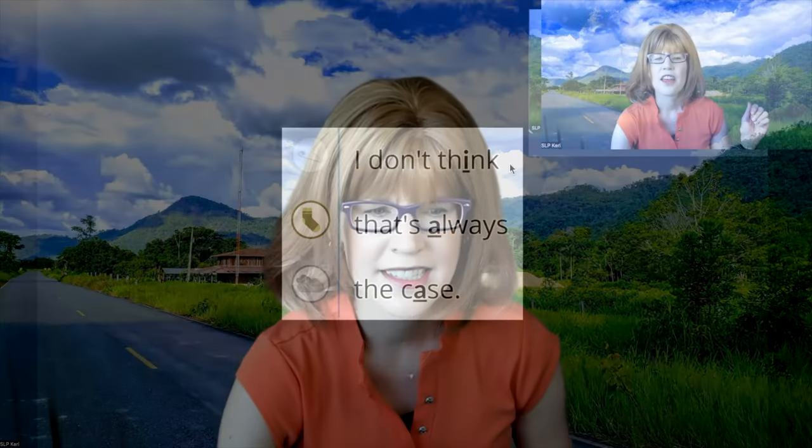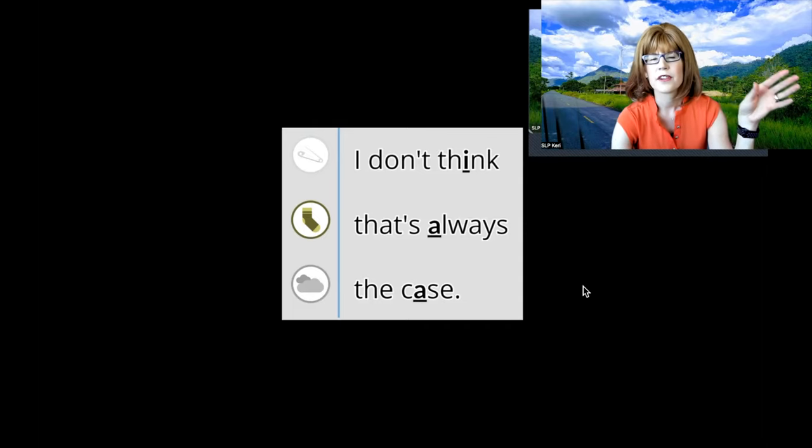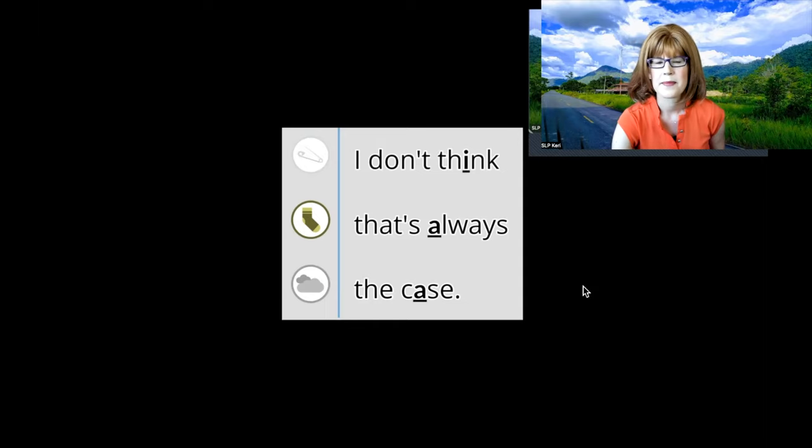Next, we're going to look at which words were stressed as the focus words. Think, always, and case. Notice the pattern. These are the final words for each thought group.